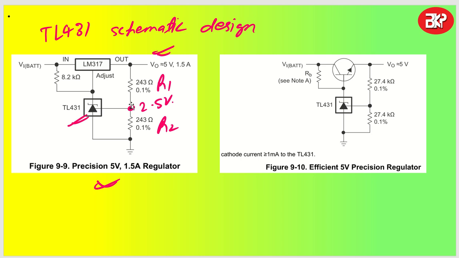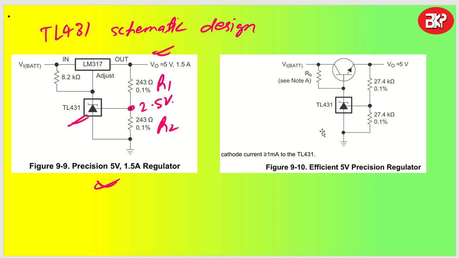And this is how it has generated a reference and given you the feedback to maintain the output voltage at 5 volt. This resistor has been used just to limit the current through the cathode of this particular TL431. So this R equal to 8.2 kilo ohm has been used to regulate or limit the current through the cathode of this IC.